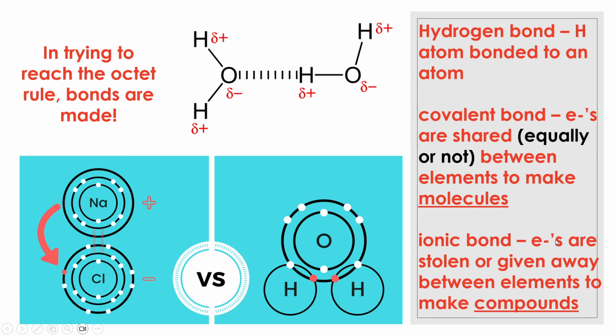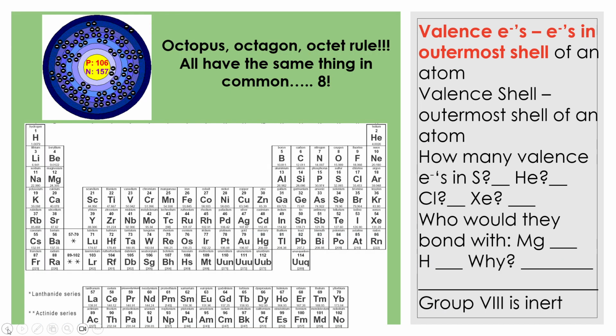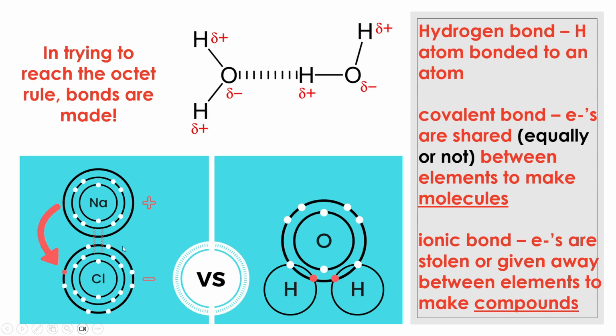Ionic bonds, this is where the electrons are stolen or given away and they make compounds. Like right here, sodium. If you're sodium, you're in group 1, you have 1 valence electron, right? So you need 7 more to reach that 8. Or you could just get rid of 1 and drop down to the previous level. Chlorine has 7 valence electrons. It just needs 1 more. So what's easier for it to do? Get rid of 7 or find 1? It finds 1. It found it from sodium. And that's why they formed that bond.